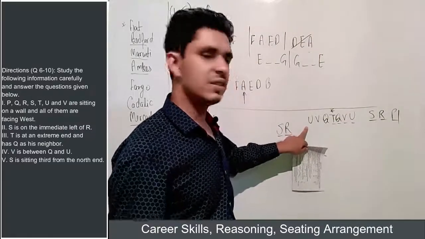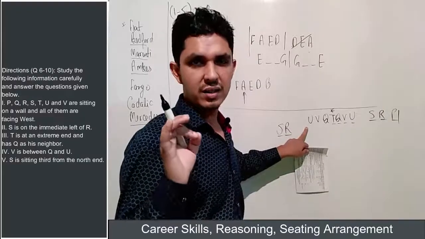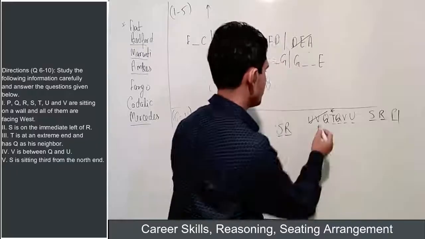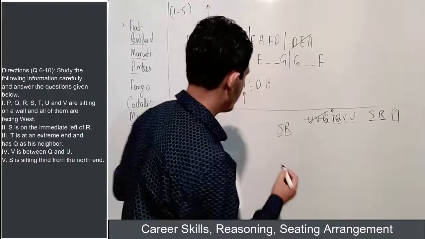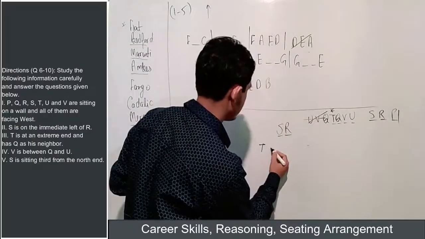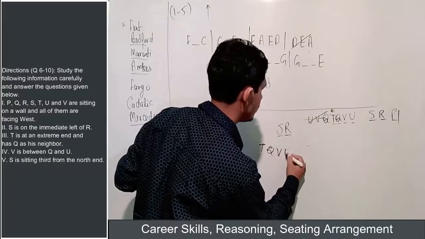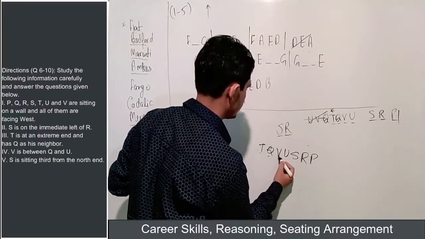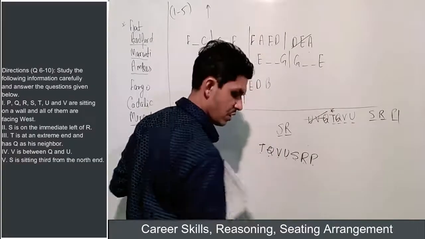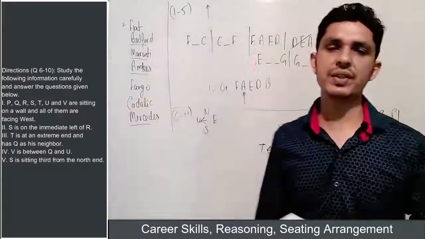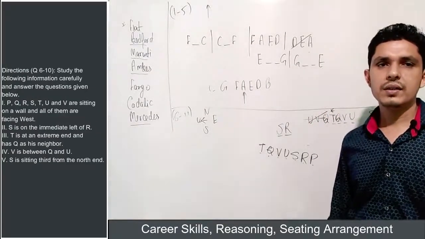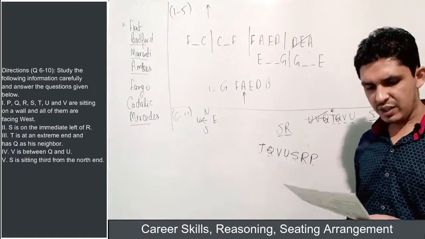Once we have done two arrangements, he is saying that T is at the extreme end, so automatically our left arrangement has been cancelled, and the final arrangement is T, Q, V, U, S, R and P. So 1, 2, 3, 4, 5, 6 and 7. So the final arrangement is this, right? Okay, let us check the questions.